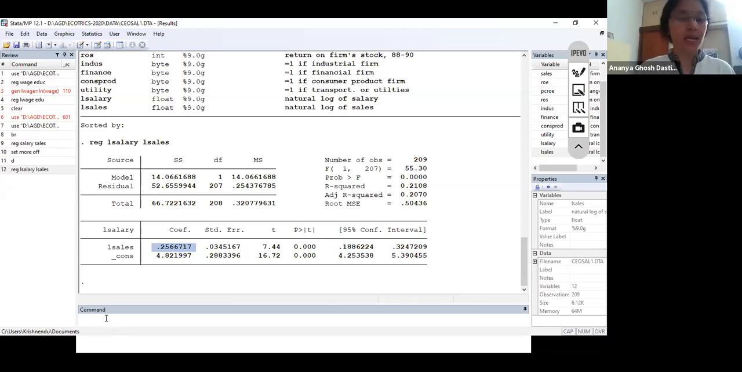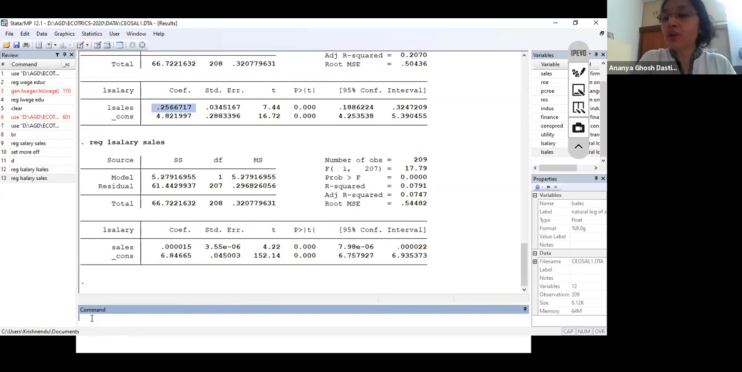Now let's take a semi-log model. So let me regress log of salary on sales. What kind of a model is this? This is dependent variable in log, but explanatory variable is in level form. So I'm regressing log of salary on sales. Now, what do you have to do? You have to multiply the beta by 100. Once you multiply the beta by 100, then you get a percentage effect. So let us do that.